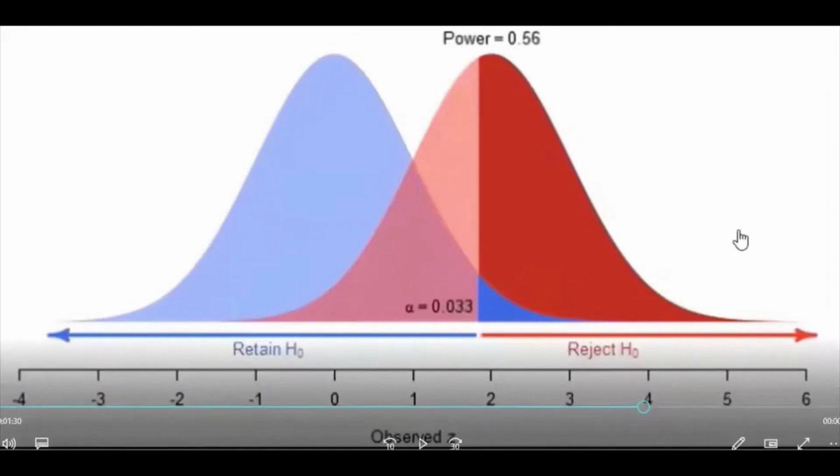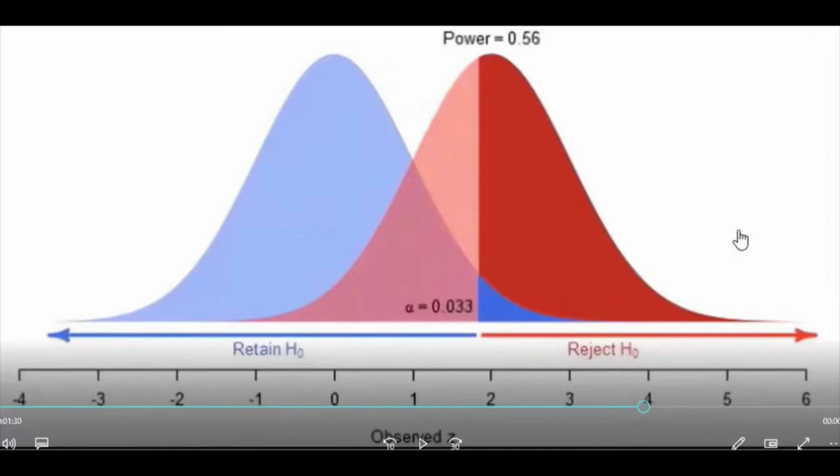So 1 minus beta is the power of the test. So what is 1 minus beta? Who can define what is beta? What is alpha? Type 1 error. No, alpha is not type 1 error. You can say type 1 error, but the probability of type 1 error is alpha.